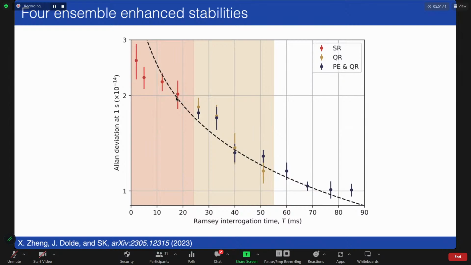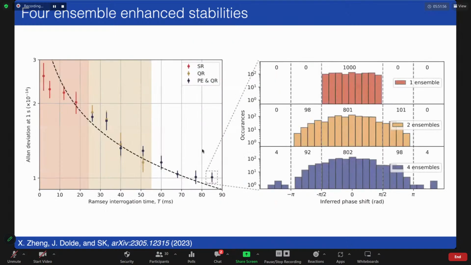And you can see that in the end, for everything else being equal, so for the same amount of atoms, the same everything, same dead time, we actually double the performance of our clock. We reduce the instability of our clock by a factor of 2 using this combination of tricks. And I think this is a really promising technique.